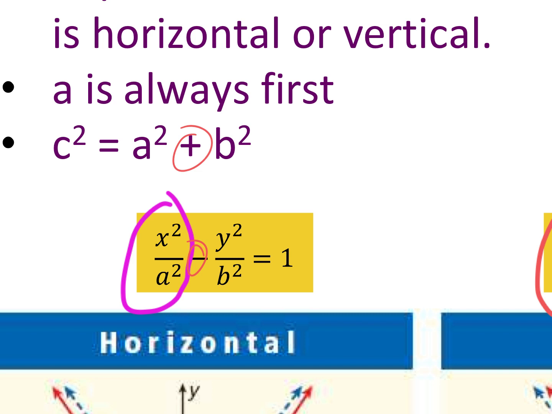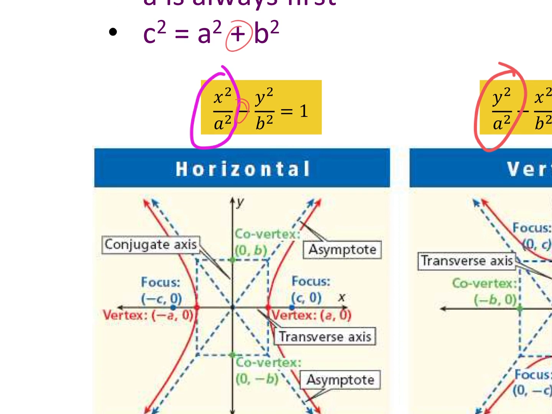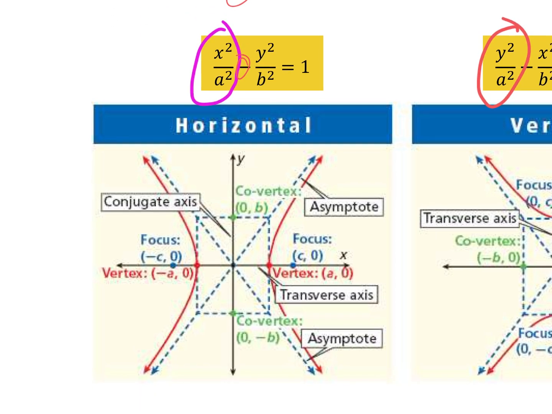But again, I'm giving you all of these formulas. But understand that whatever variable is first, that's the kind of hyperbola you're going to have. If x squared is first, it's going to open left and right. And if y squared is first, it's going to open up and down.